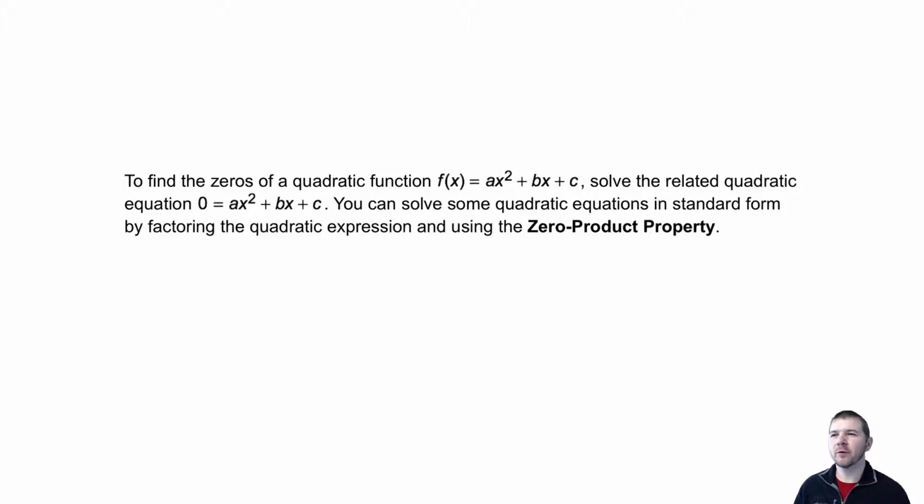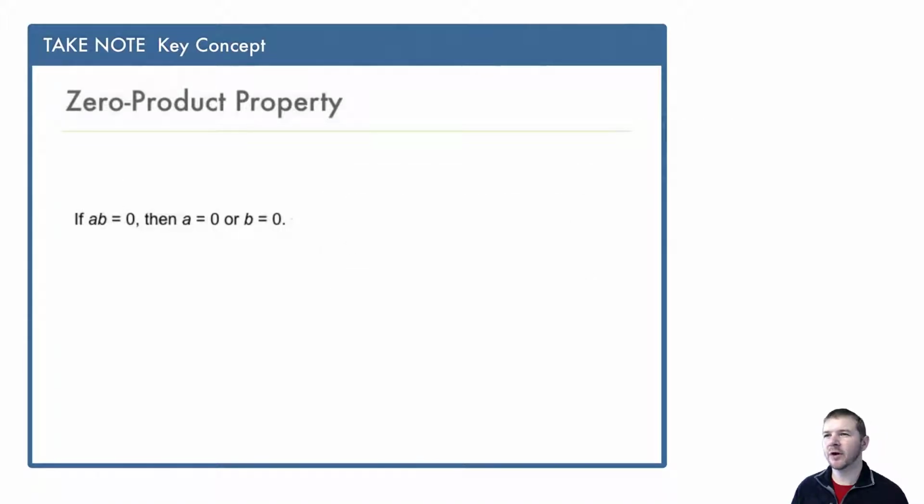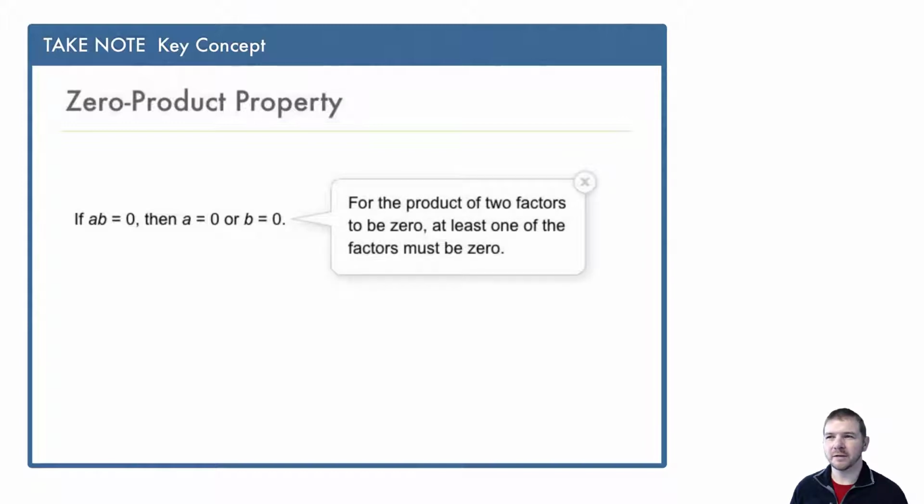You can solve some quadratic equations in standard form by factoring the quadratic expression and using the zero product property. Take note, key concept, zero product property. If a times b equals 0, then a equals 0 or b equals 0. In other words, for the product of two factors to be 0, at least one of the factors must be 0.